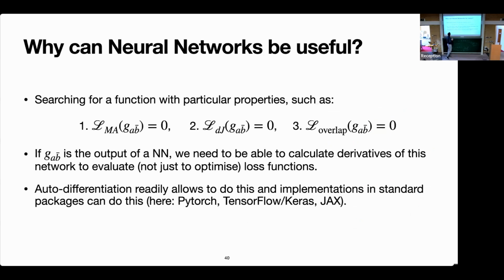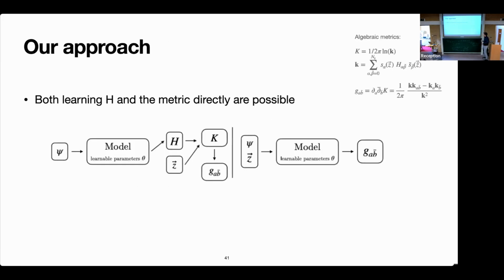Good. Now, in any case, we are again in a very well-defined territory. We have to just search for a function with these particular properties, and then we can optimize it. We have to look at derivatives of the network. Again, automatic differentiation is key. And yeah, we can do this.